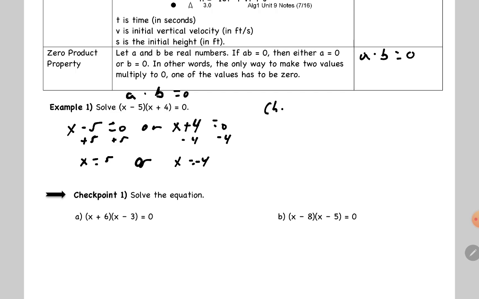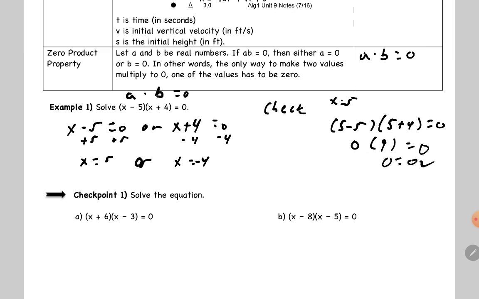And if you want to perform a check, let's do it. Let's say x equals 5. Then I'll have 5 minus 5 times the quantity 5 plus 4. Does that equal 0? I'll have 0 times 9, which does equal 0. So now I'm going to check negative 4. I'll have negative 4 minus 5 times the quantity negative 4 plus 4. I'll get negative 9 times 0, which is correct.